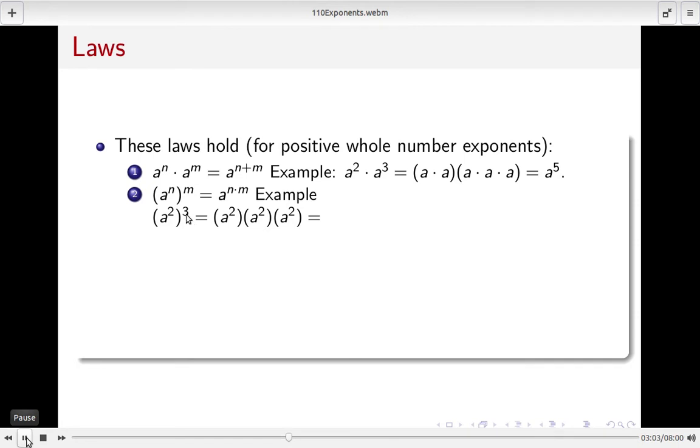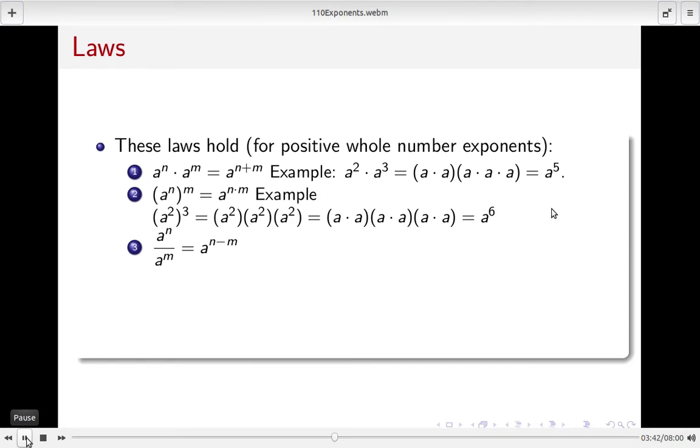When you raise something to the third power, that means you're multiplying three of those things. A squared to the third is shorthand for a squared times a squared times a squared. And each a squared is shorthand for a times a. Now if you count the total number of a's that are being multiplied here, we have three groups of 2. And you get 3 groups of 2 by multiplying 3 by 2. This is a to the 6th.